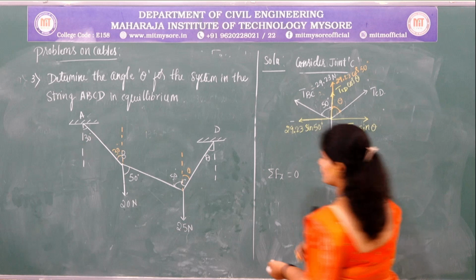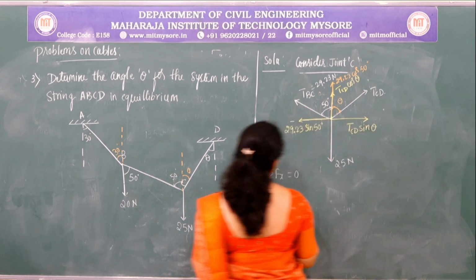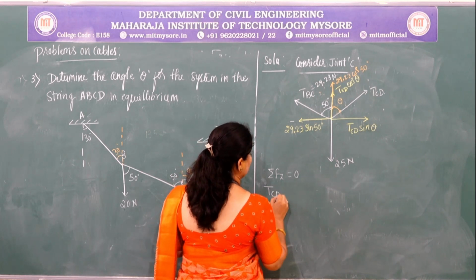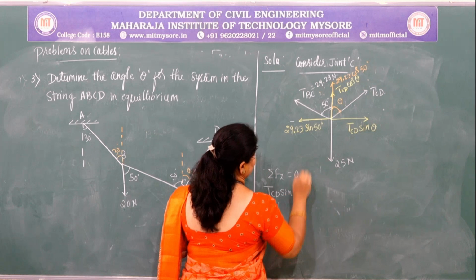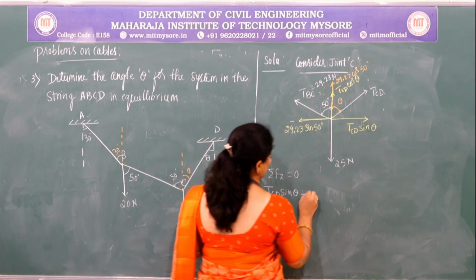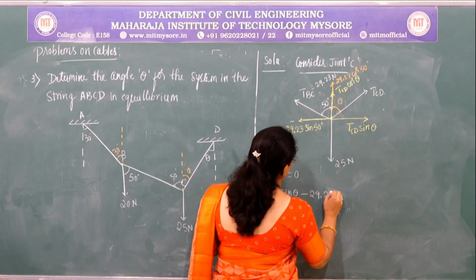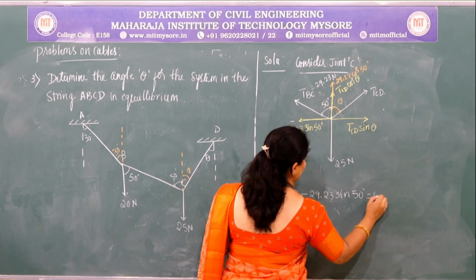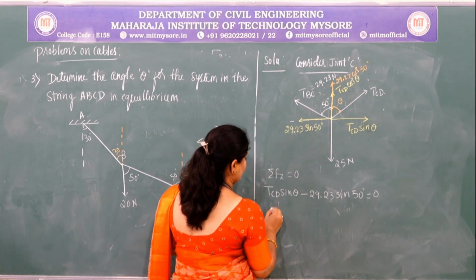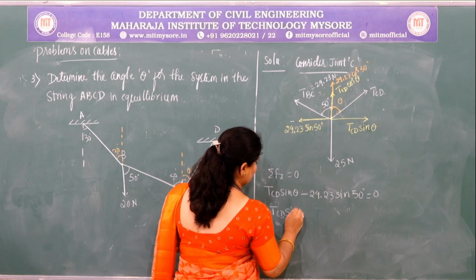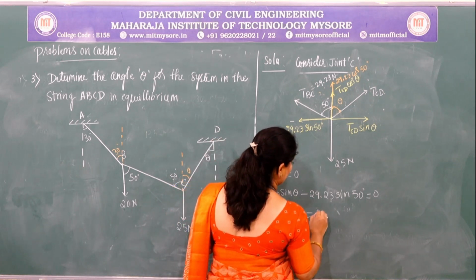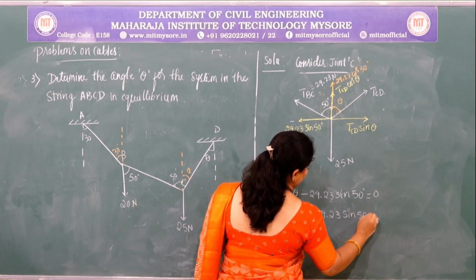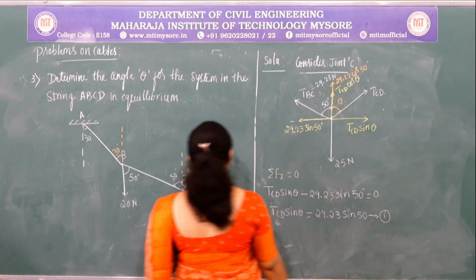Right. Now consider all the horizontal forces on the x axis, which is equal to TCD sin theta, which is on the positive x axis, and on the negative x axis it is 29.23 sin 50, which is equal to 0. So therefore TCD sin theta will be equal to 29.23 sin 50. So let us keep this as equation 1.